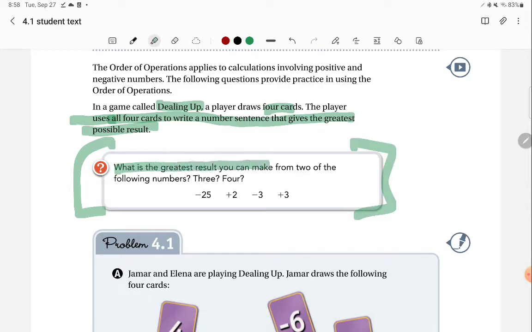What's the greatest result you can make from 2 of the following numbers? What if you use 3 numbers? What if you use 4 numbers? And you just have to keep these properties that we've been talking about this entire time in your mind. Like, for example, just glancing at this, if I multiply these 2 together, first of all, I know that it's going to be a positive number, and so that's going to give me a very large positive number.